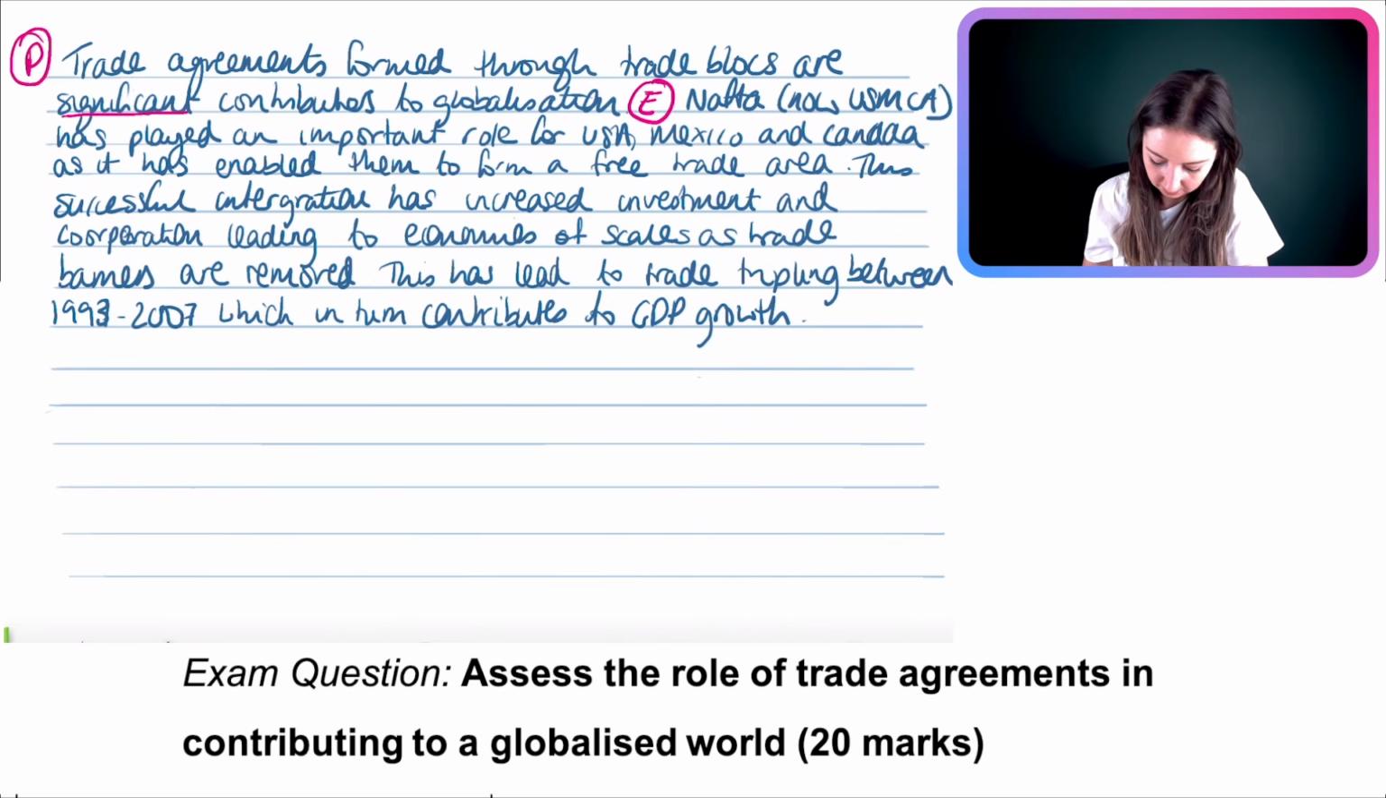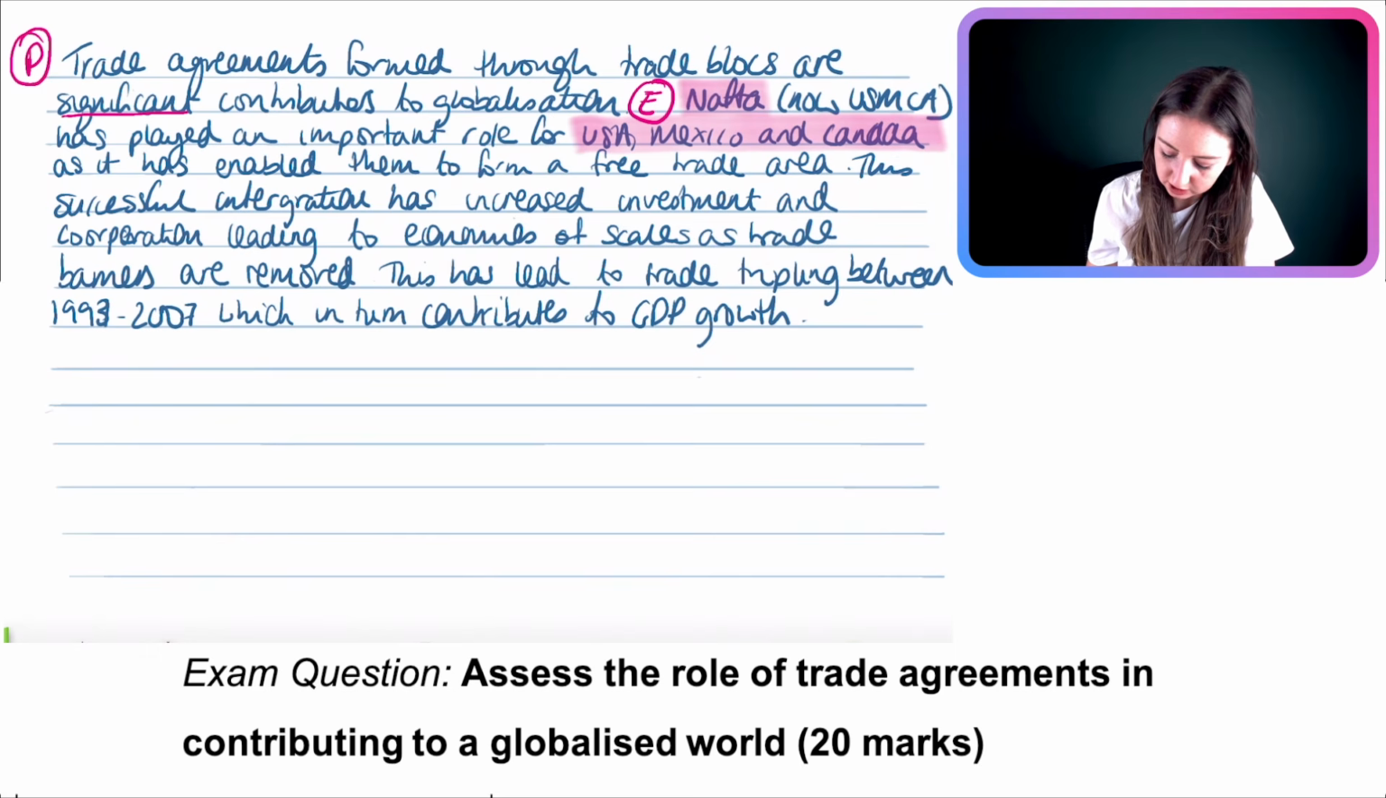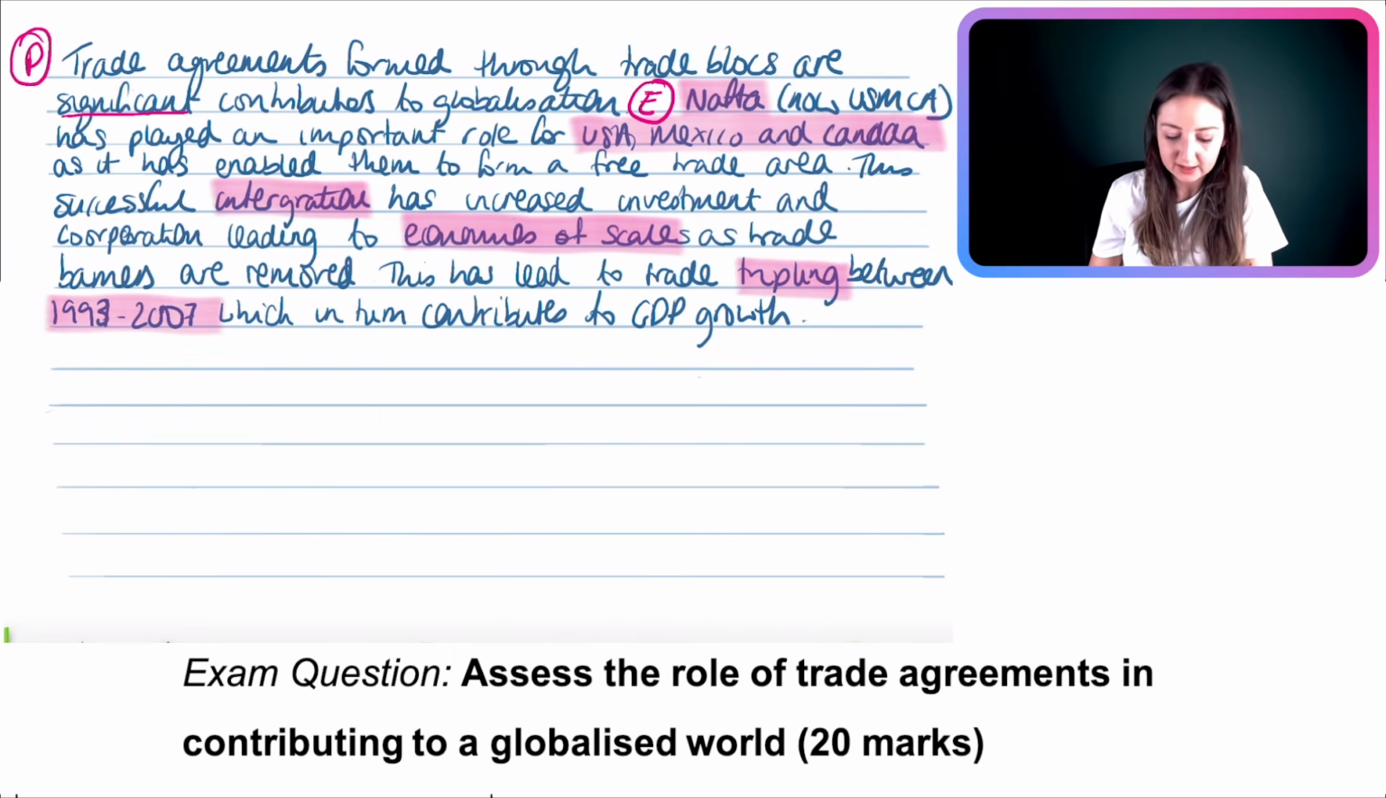You just need to know, they just need to know what you're talking about. So if we're having a look at the evidence that we've got here, we're already referring to NAFTA. We know that it's the USA, Mexico and Canada. We're using lots of key terms such as integration, cooperation, leading to economies of scale, and then I've got a fact here that trade tripled. Now that is plenty of information. You don't need any more evidence than that at all.